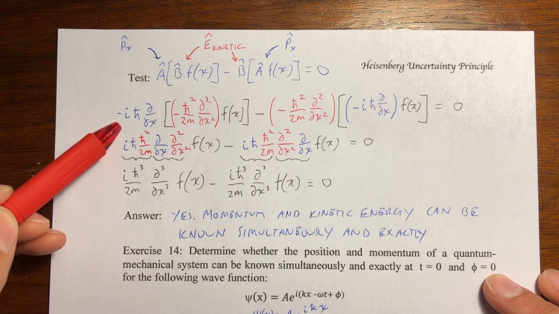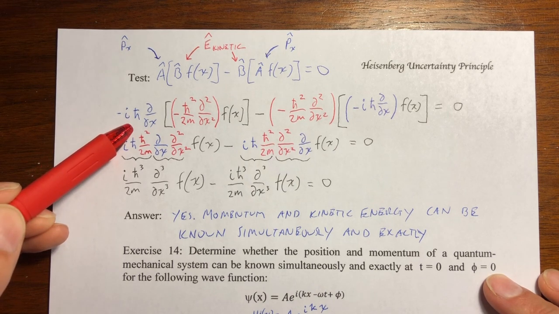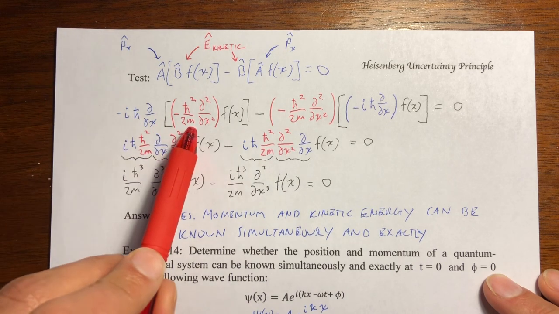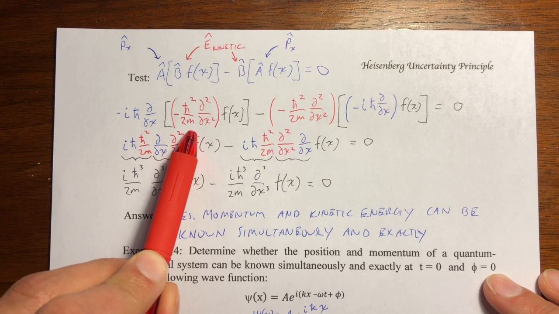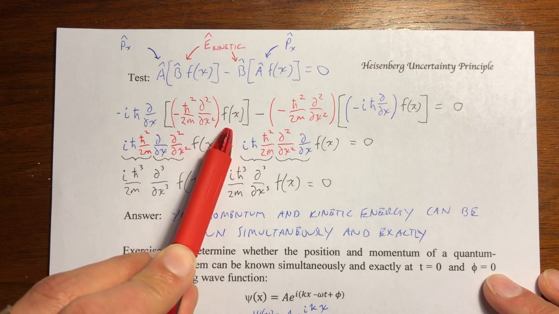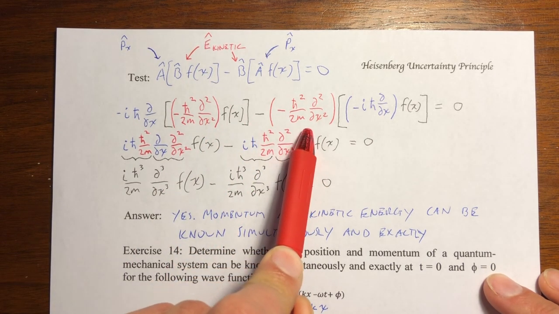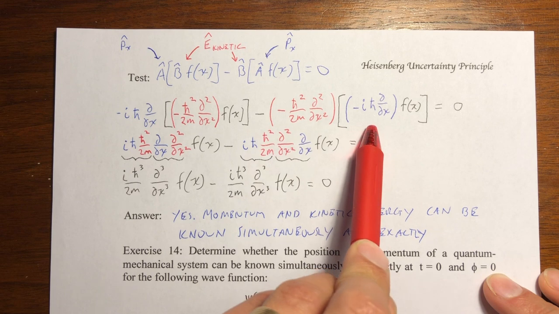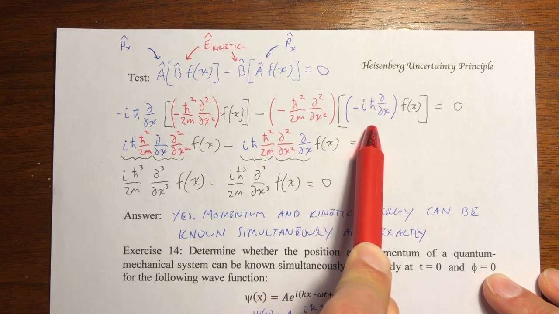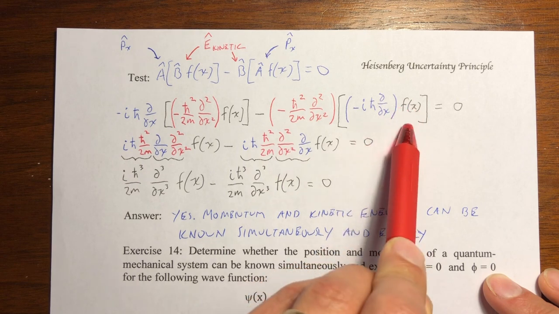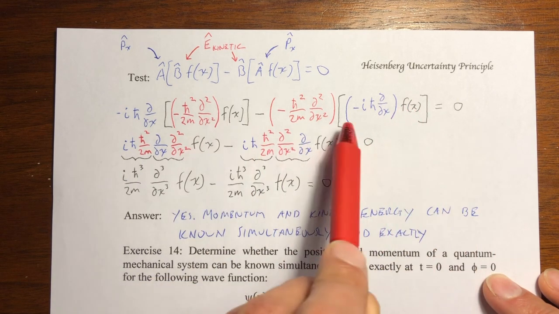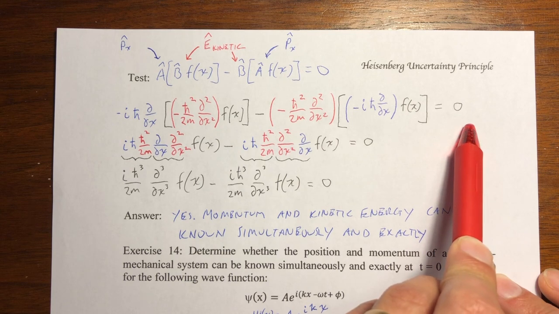For the momentum operator, negative i times h bar times the partial derivative with respect to x, times the kinetic energy operator, negative h bar squared over 2 times mass times the second partial derivative with respect to x, acting on function f of x, minus the kinetic energy operator, negative h bar squared over 2 times mass times the second partial derivative with respect to x, times the momentum operator, negative i h bar times the partial derivative with respect to x, acting upon f of x. And the difference between these two must be equal to 0. If it is equal to 0, then momentum and kinetic energy can be known simultaneously.